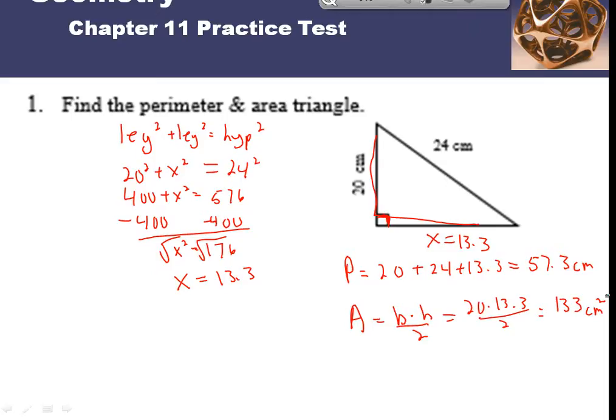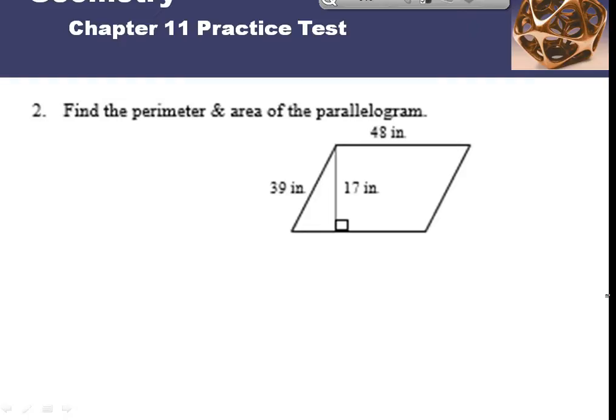Alright, number 2. This is a parallelogram, and again, we need to find the perimeter. So to find the perimeter, we add up all the sides. Well, let's make sure we know all the sides. So this is 48, which makes this 48. And this side right here is 39, which makes this side 39. So I add up the 4 sides. Now 17 is not a side, so I don't add up the 17. So it's going to be 39 plus 48 plus 39 plus 48.